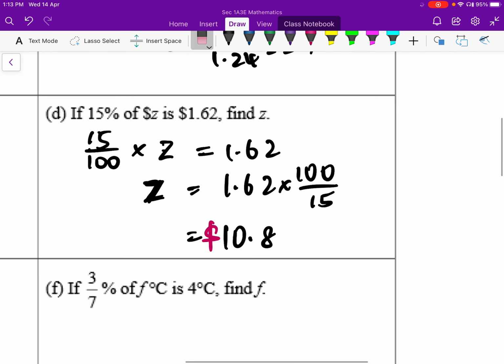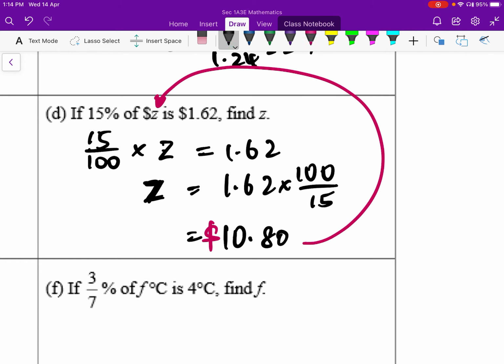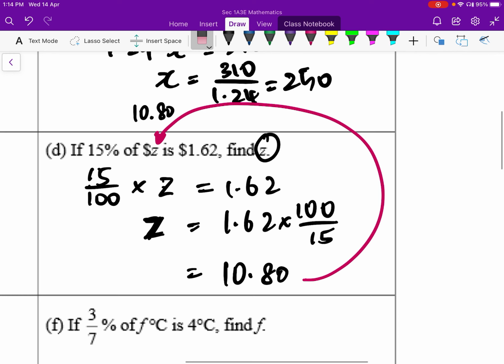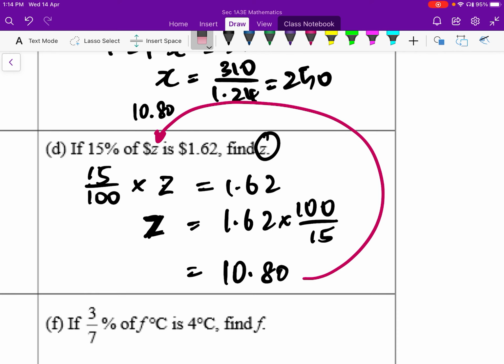In the same way, z over here has a unit of dollar sign, right? So if I were to put z equals dollar sign $10.80, then if I substitute this back into the question, we would see dollar sign and then z being $10.80, another $10.80. You get it? Since they only want the value of z, we give them the value of z, which is just 10.8. And now if we substitute this into the equation, we have dollar sign 10.80. So in this case, it's just 10.8.